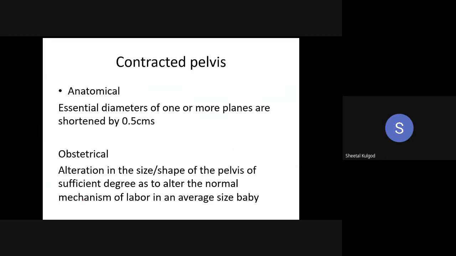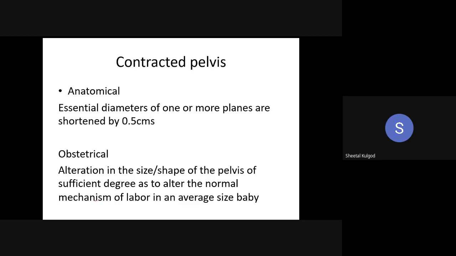Until now we studied the normal pelvis. Let us now study the abnormal pelvis. Abnormal pelvis, mainly of obstetrical significance, we call a contracted pelvis. We define contracted pelvis anatomically as when one or more of the planes or essential diameters of the pelvis, that is the anterior posterior or transverse of either the inlet, the mid cavity or the outlet, is narrow or shortened by about 0.5 centimeters of the normal distance, then we call it a contracted pelvis. That is the anatomical definition.